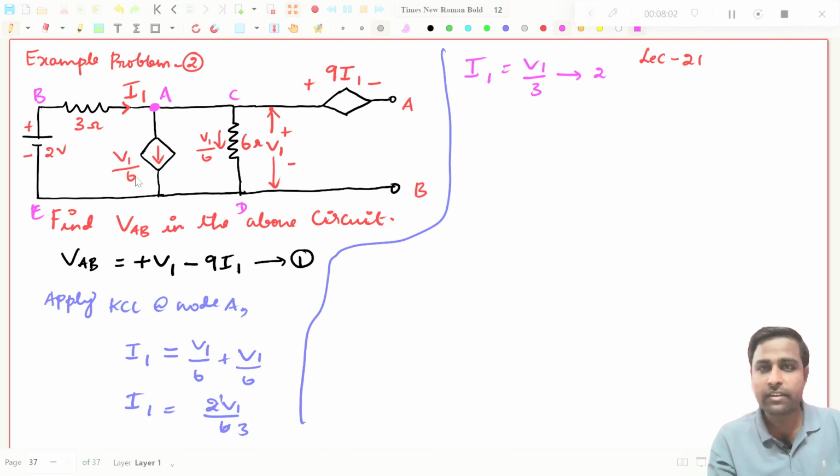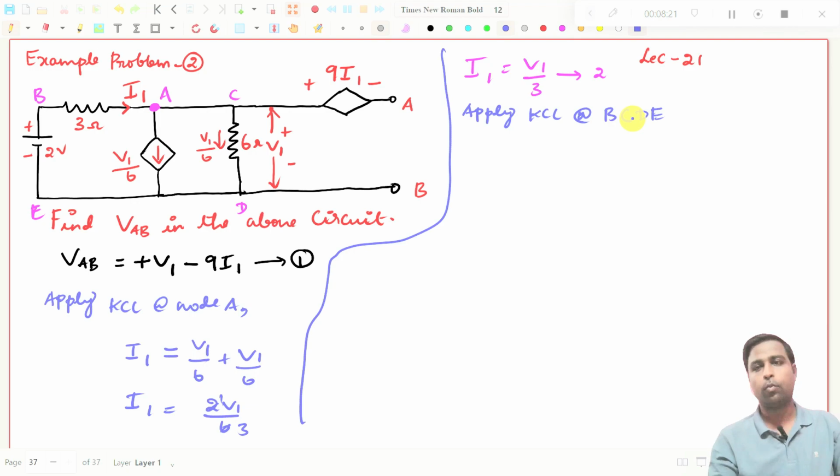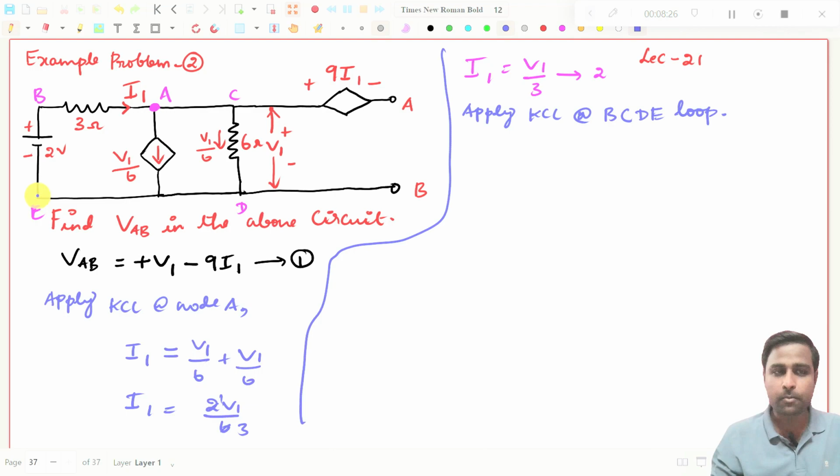So I will apply KCL at the B, C, D, E loop. For that loop, I will start from this point now. I will travel like this. The current direction, I have to travel in this way. So you see, I will travel from minus to plus in this loop.